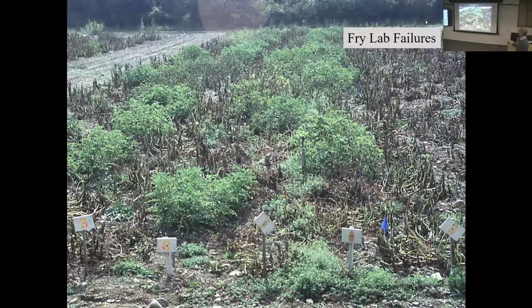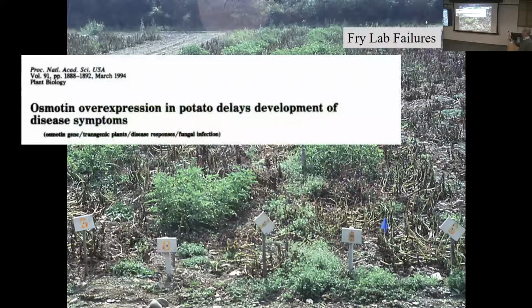These are some field experiments that we did some years ago. So there's a failure in each one of these experiments, and I'm going to describe the failure in this one. What you can see at the end of the season is that there are some plants that are healthy, and there are some plants that are dead. And what this experiment, among other things, was attempting to do was to investigate the role of osmotin. Now, this paper appeared in PNAS in 1994. And it says that osmotin overexpression in potato delays development of disease symptoms in late blight.